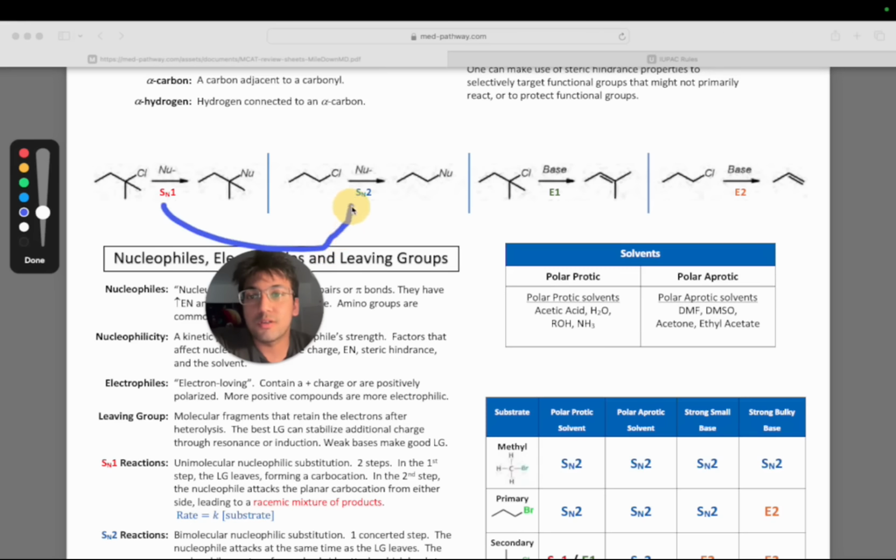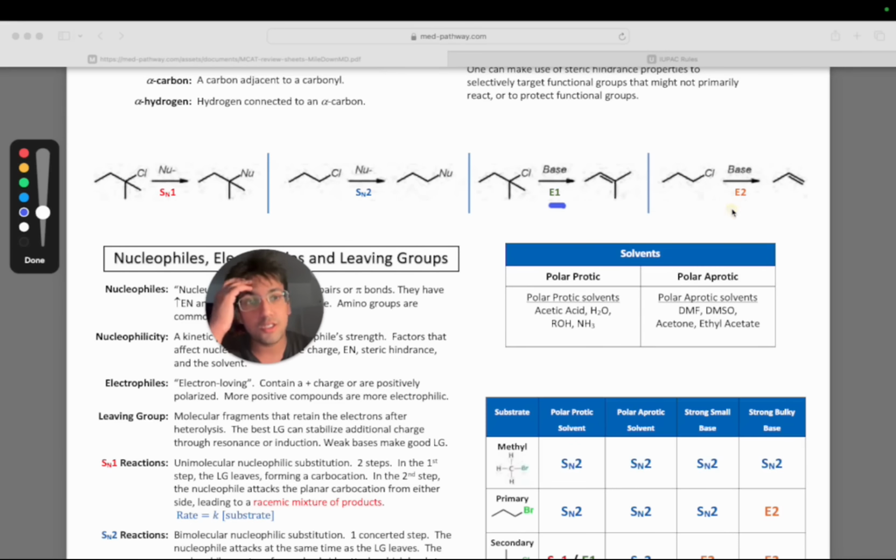Now we need to know the difference between these two. And basically, the difference is going to be in how many steps it takes for this to happen. In SN1 reactions, it takes 2 steps. First, the chloride leaves this, and then the nucleophile attacks. In this one, the nucleophile attacks this, and the chloride leaves in the same step. So that's the difference between SN1 and SN2.